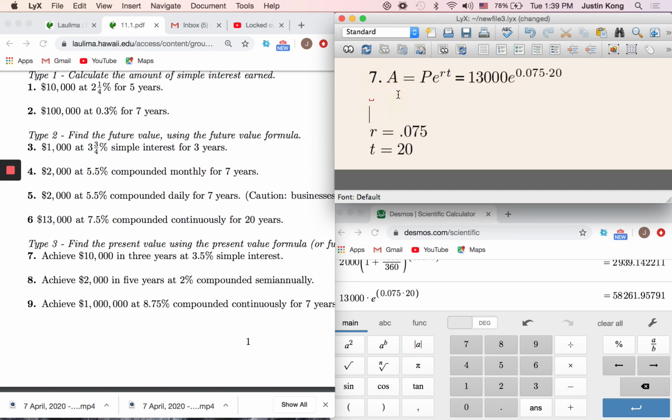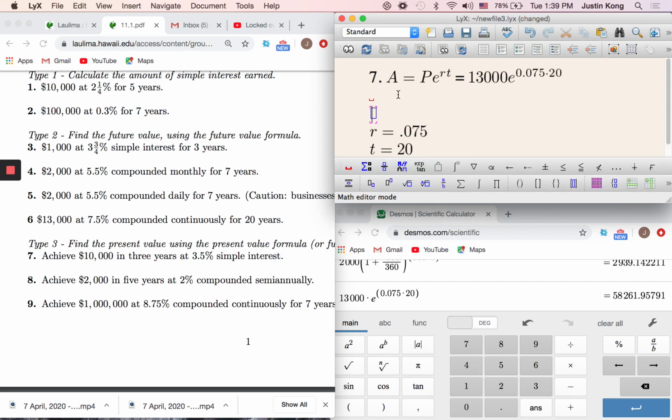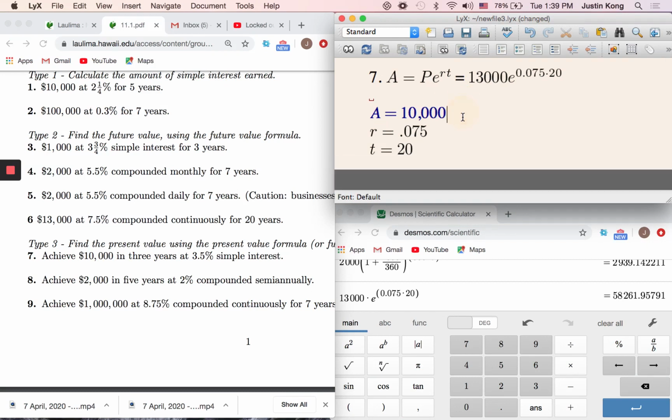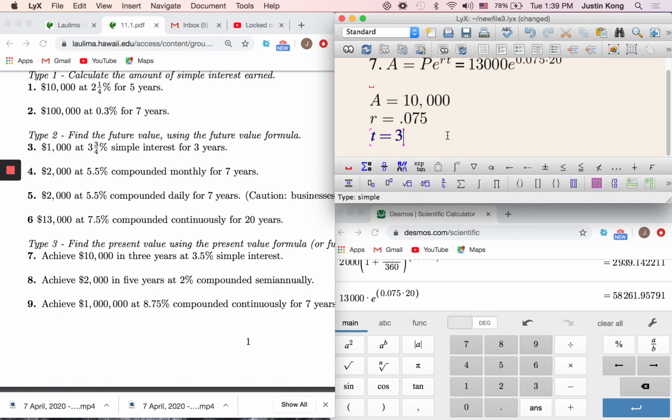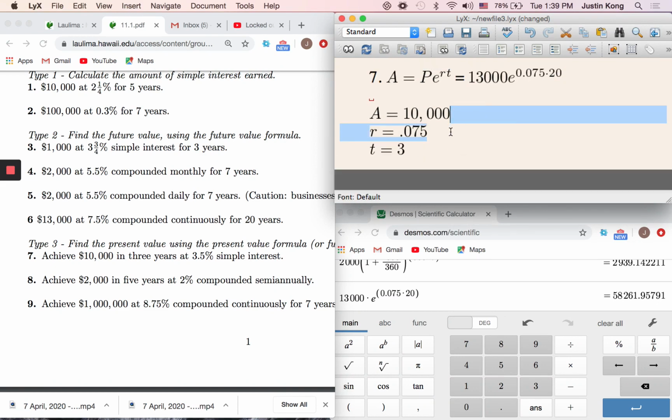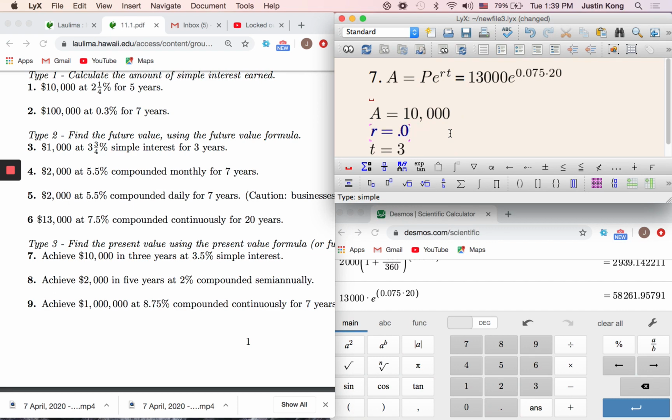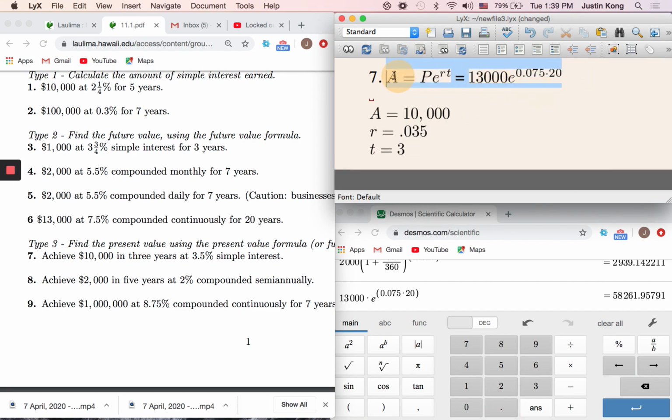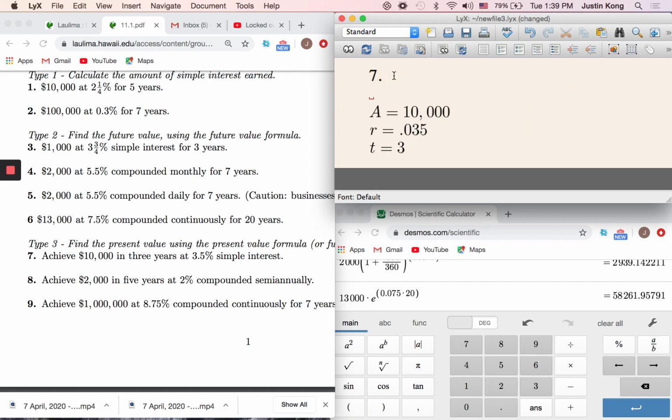Here, let's see. Number 7, we want to achieve $10,000. So that's your A, your end result. In 3 years, so that means T is 3 years at 3.5% simple interest. That means your rate is 0.035. Now, what is the formula we're using? I kind of did think backwards that time.